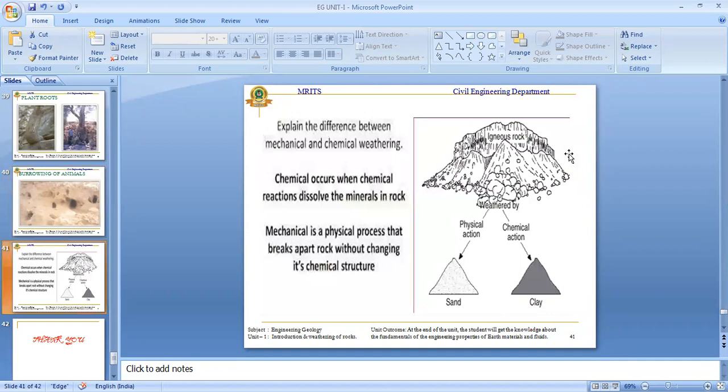So this is what we have studied in the first unit. This is a complete revision of the first unit. In the next class we'll see the second unit.